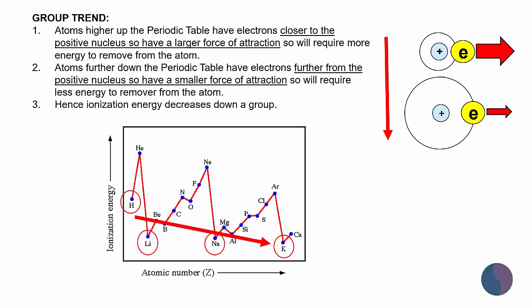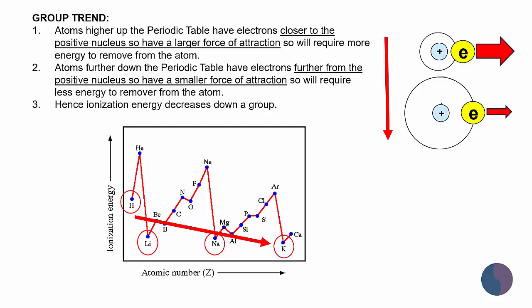So we need to be able to explain this full diagram here, and there are 4 things we need to note. The first trend we're going to do is the group trend. If you look down group 1, hydrogen, lithium, sodium, you'll see it's just these ones here, and you could look down one of the other groups if you wish, and you can see it's generally decreasing. That is because they're in larger shells.